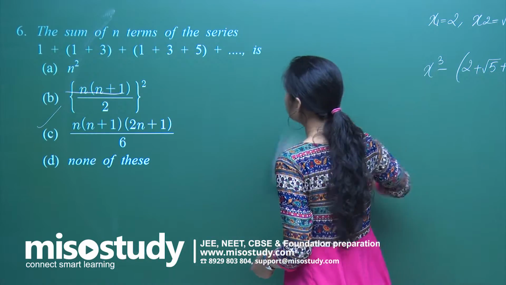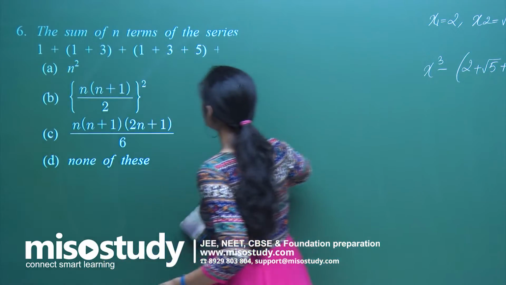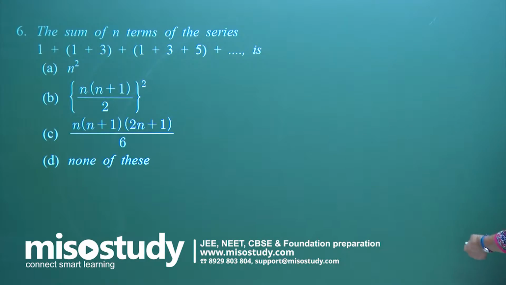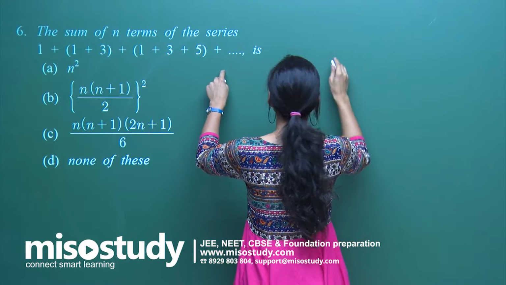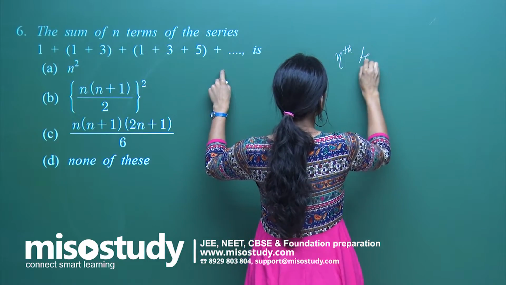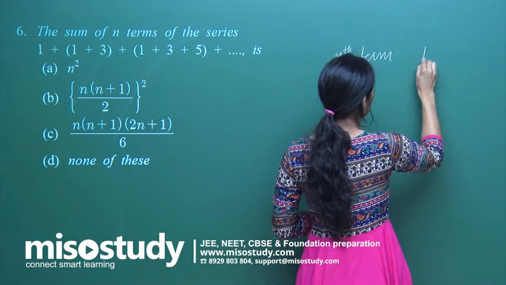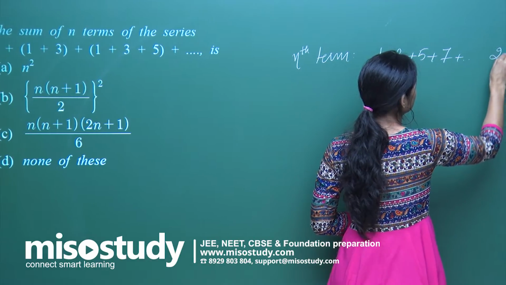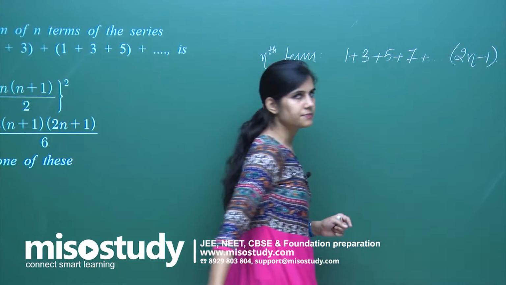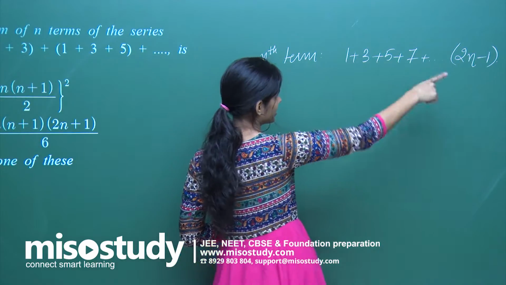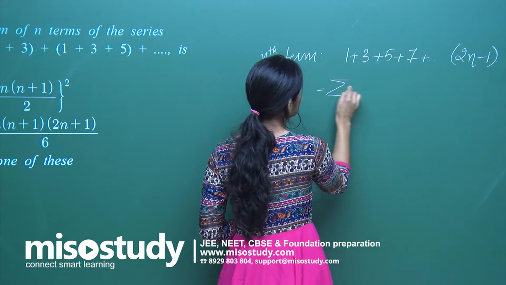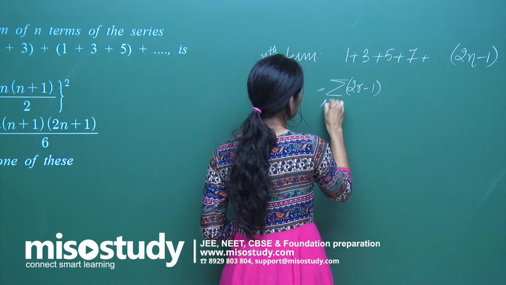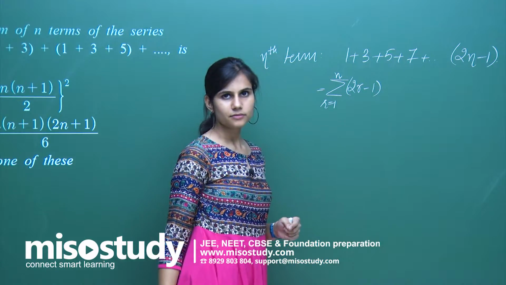What does it say? Let's see. It says the sum of n terms of this series is what? Okay. So let's talk about this. What is the nth term? Nth term of this series will be 1 plus 3 plus 5 plus 7 plus and so on to n minus 1. What is this? I can write this as summation of (2r minus 1), r going from 1 to n, right?